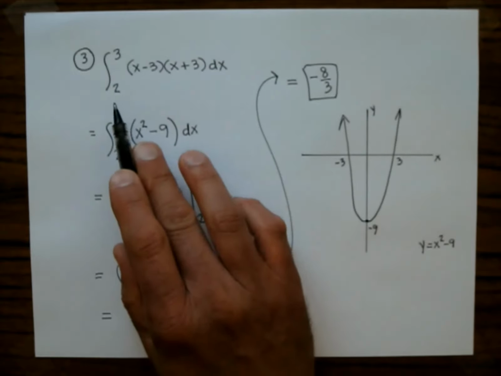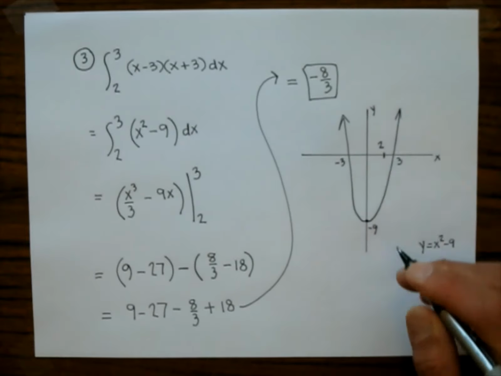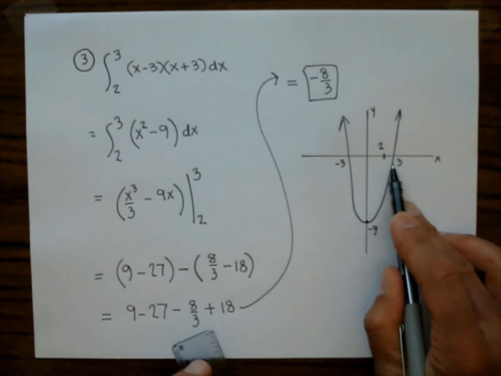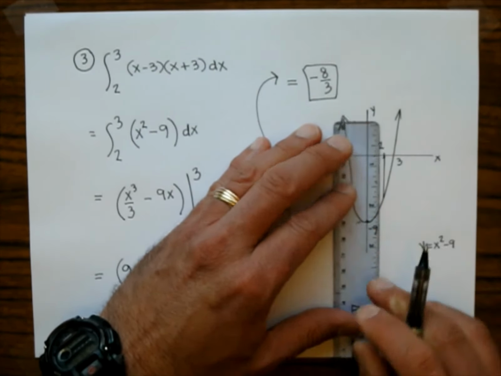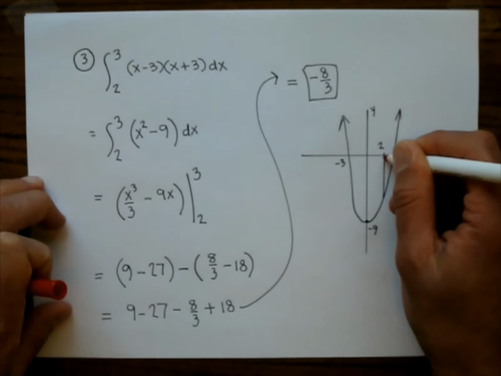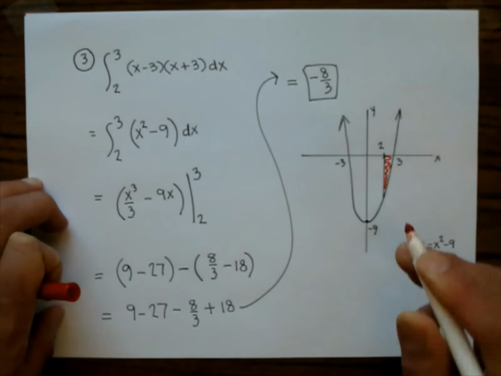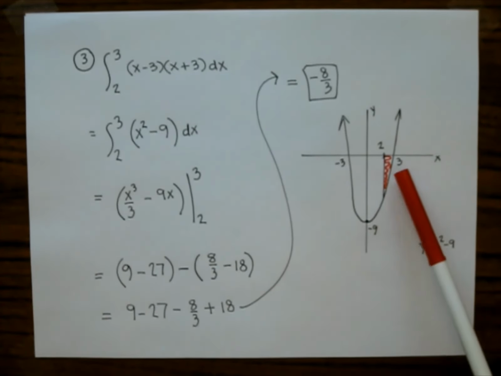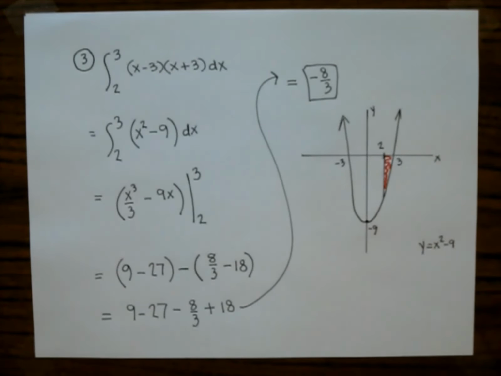Okay, I'm evaluating from 2 to 3, so here's 2 on the x-axis. And look, from 2 to 3, all the graph is right below. So watch this. So we have this right here. So unlike that other one, problem 1, where it was all above, this is all below. Now, this would be very hard to compute the area just using geometry. And so the area of that red thing is 8/3. So the net area, because it's below the x-axis, is negative 8/3. And so that completes problem number 3.